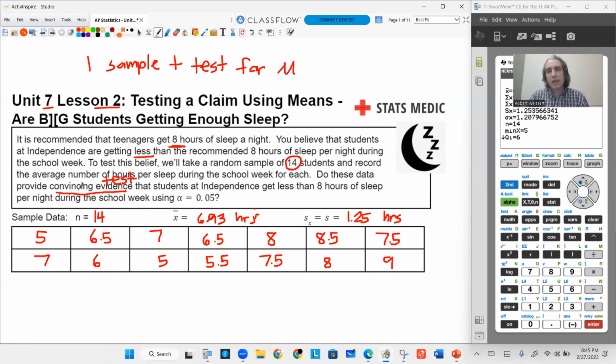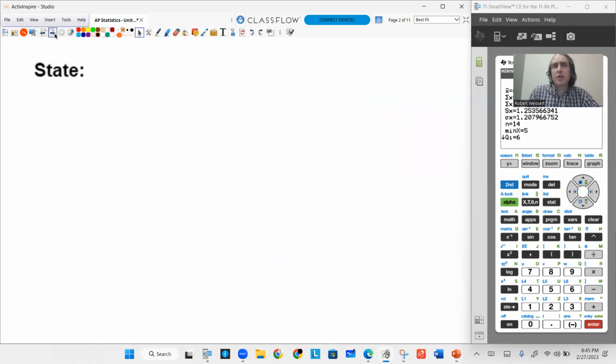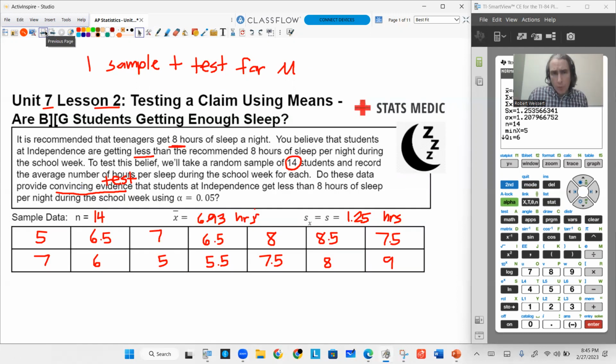And we're going to use that data to run our test, see if we actually have convincing evidence that it's less than. So right now we have some evidence that it's less than because, of course, our sample mean is under 8 hours. So we have evidence against the null hypothesis. The question is, do we have enough evidence? Do we have convincing evidence? So let's go ahead and set up a state plan do conclude and go through that whole process here.